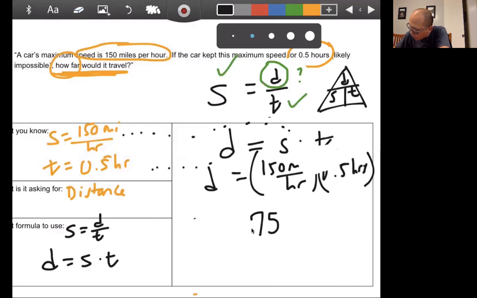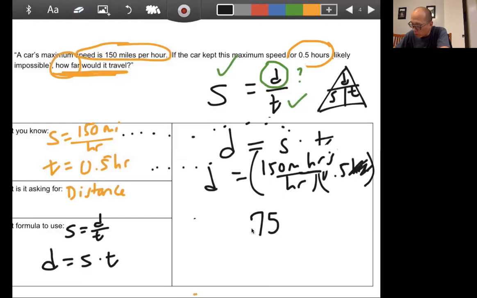This hours is going to end up on top, and now you're going to have hours on top of the fraction, hours on bottom of the fraction. Anything divided by itself can be canceled out to 1. Canceled out. And now you're like, well, why don't you write the 1? Because any number multiplied by 1 is just that number, so we don't really have to write it.